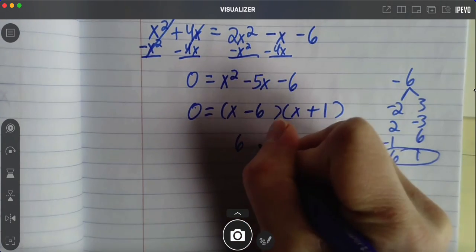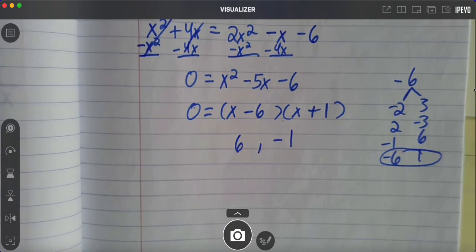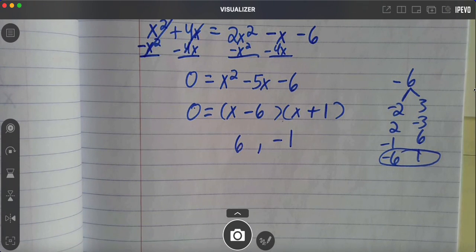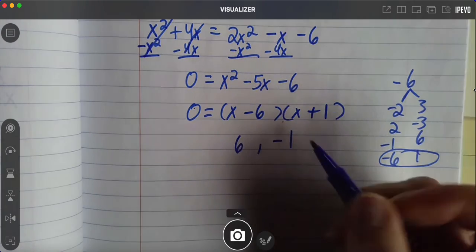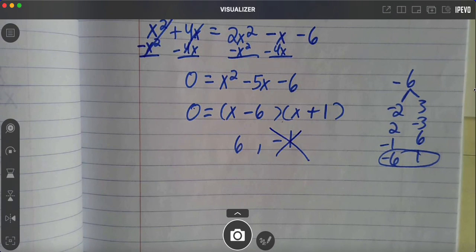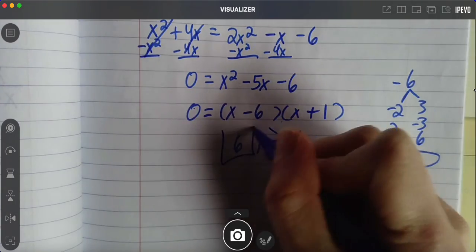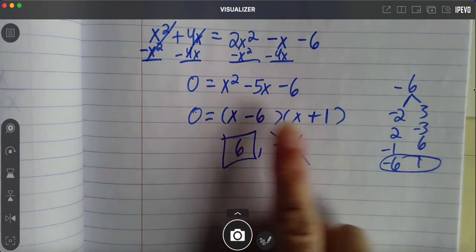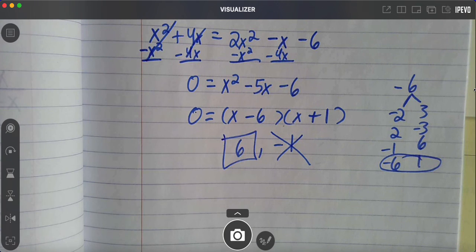Do y'all understand why? Yes, no? Now, are both of those the answers, or is one of them not going to make any sense? This one does not make sense because you can't have a negative length, okay? And that's going to end up with a negative length. So your answer is just 6. Everybody does understand where the 6 and the negative 1 came from, though, right? Yeah, okay. Because that's what would make those go to 0. All right, that's it. We're done.